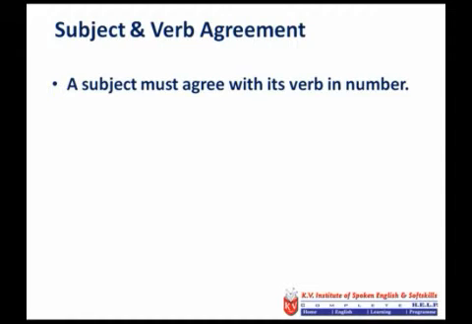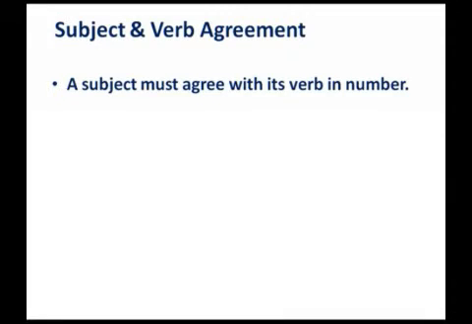A singular subject names one person, place, thing or idea, and a plural subject names more than one person, place, thing or idea. A singular subject must have a singular verb. The first rule of it is a subject must agree with its verb in number.